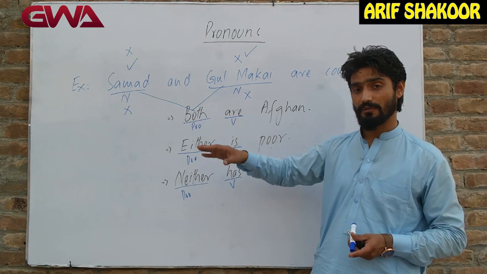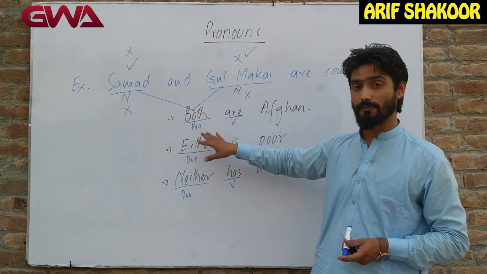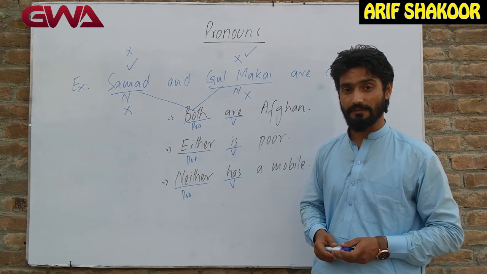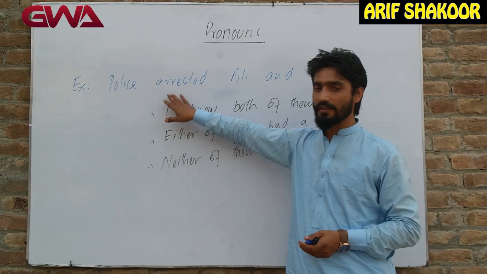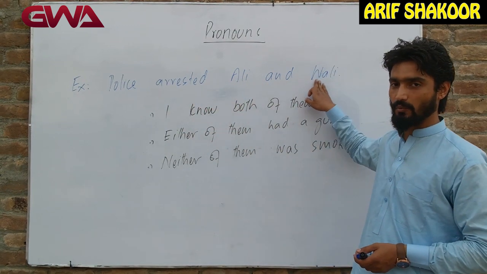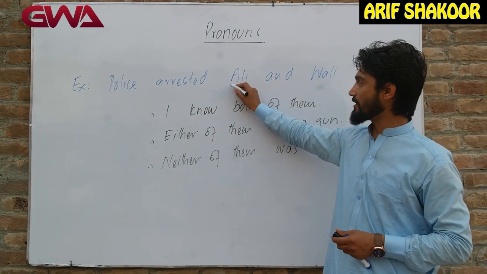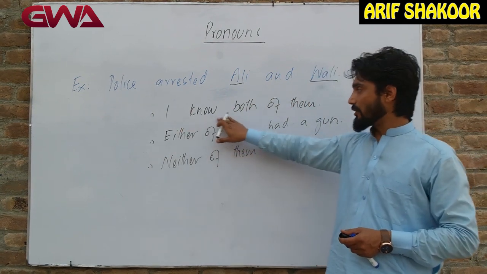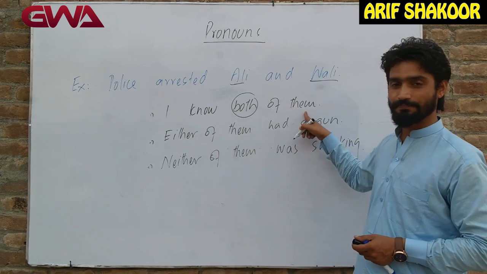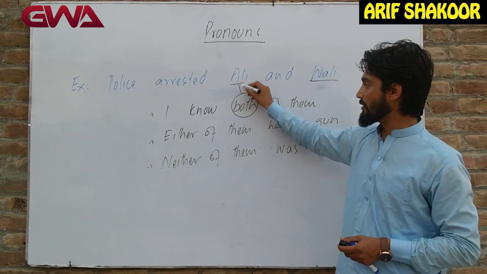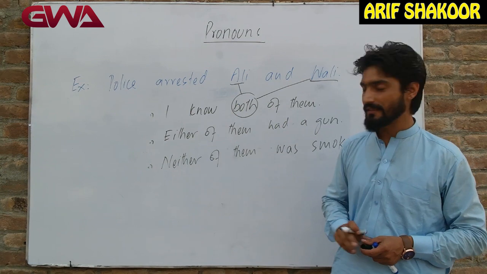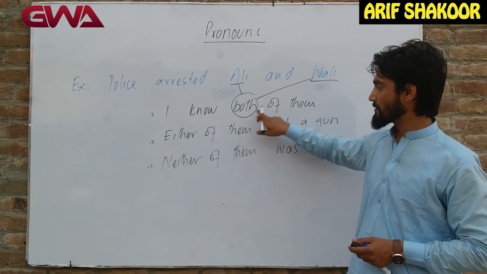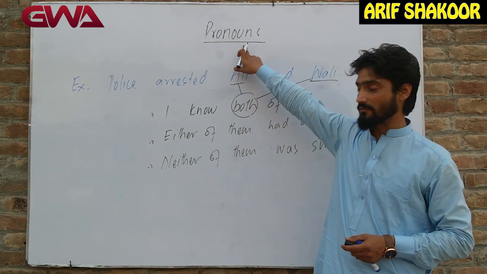Now, how to use of plus plural noun or plural pronoun with both, either and neither? Let's have another example. Police arrested Ali and Wali. Again, we are talking about two persons. I know both of them. Now, both means I know Ali and I know Wali. Here, both is followed by of plus plural pronoun. So, it functions as pronoun.